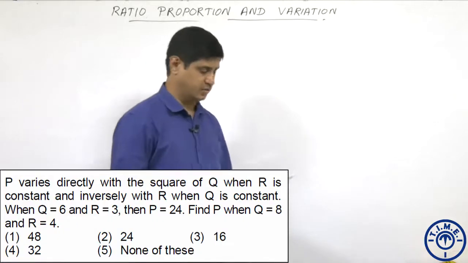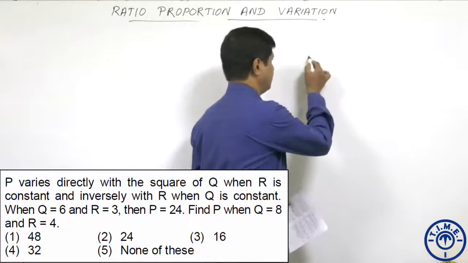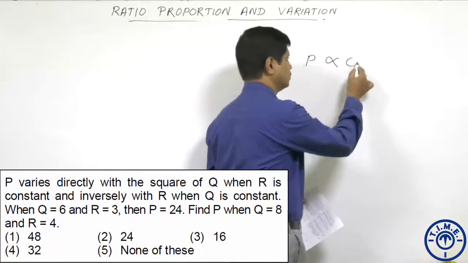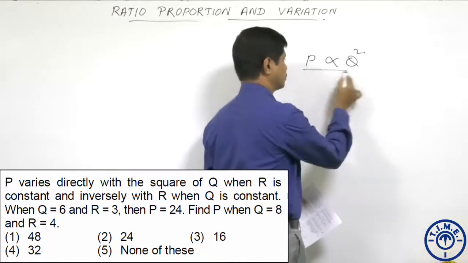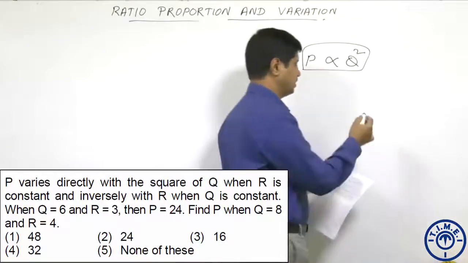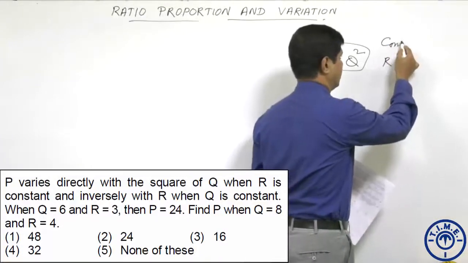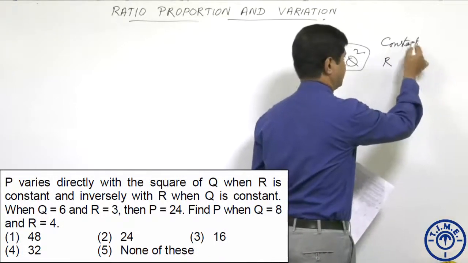Now what are the variations here? P directly varies with the square of q. P directly proportional to the square of q means p proportional to q square. What is the other variable here? R, which is a constant. R is a constant here.